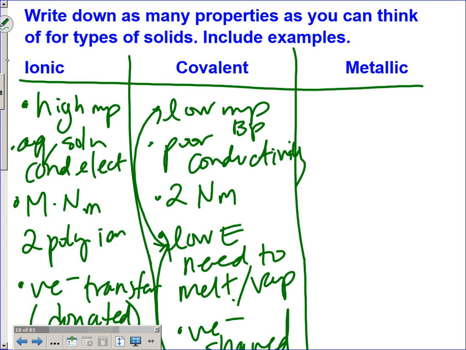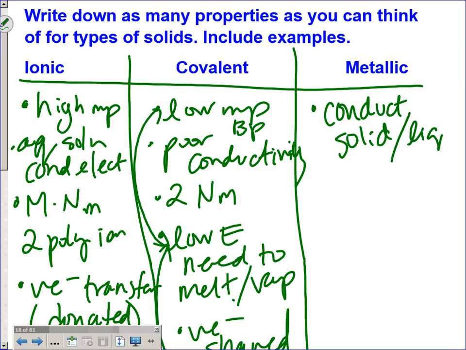Back to metallics, starting with the front group. Give me a compound property. They're conductors of electricity. They conduct in what state of matter? Solids. As solid, and if they were able to form liquid, which just means melting a metal, which can happen, it's just going to be a little bit rough. It can conduct as well.